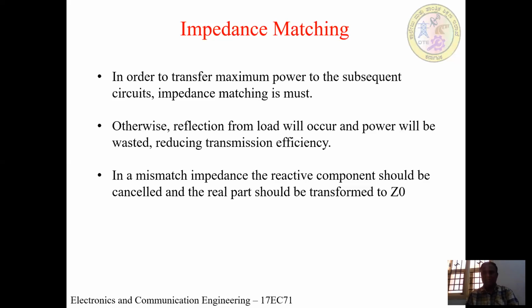So the overall principle behind impedance matching can be put in a single line: in a mismatched impedance, the reactive component should be cancelled and the real part should be transformed into Z0. The reactive component, the jXL part, should cancel and the real part should remain, and that should be transformed to Z0, where Z0 is the characteristic impedance of the transmission line. So if this reactive component is cancelled, then we will definitely achieve the impedance matching condition.